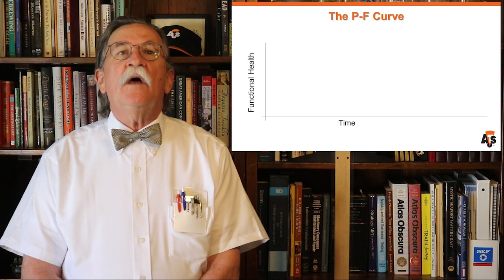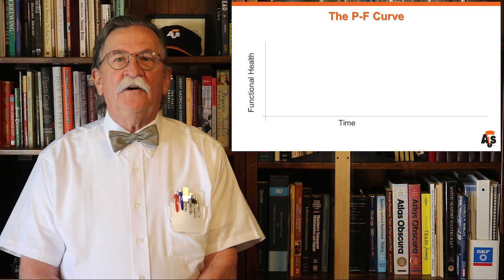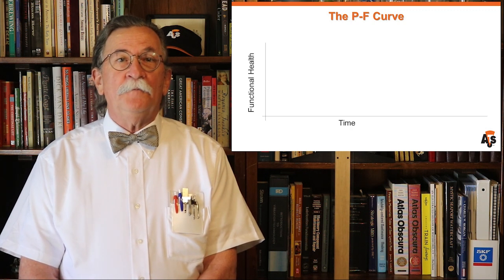The original PF curve is a graphic representation of what happens when the functional health of a machine is challenged once irreversible damage has started. So let's review it. The PF curve is developed with time on the x-axis and functional health on the y.